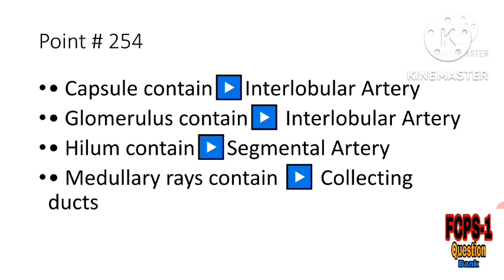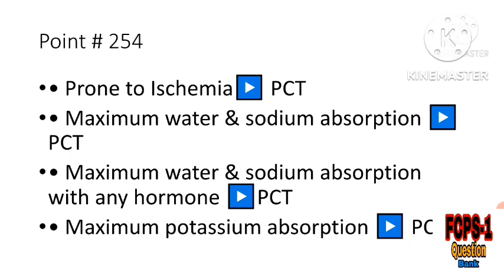So these are the important and controversial MCQs. Try to remember these MCQs. Which of the following segment of the nephron is most prone to ischemia? It is a PCT, proximal convoluted tubule, and maximum water and sodium absorption occur in which part of the nephron? PCT. And maximum water and sodium absorption without any hormone occurs in which of the following part? PCT. Or maximum potassium absorption again occurs in PCT. So proximal convoluted tubules, all the electrolytes, glucose, amino acids, all are absorbed at PCT.